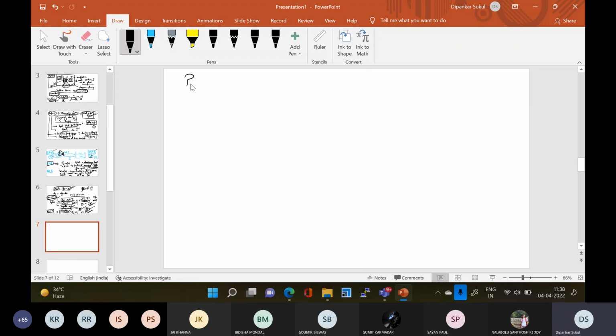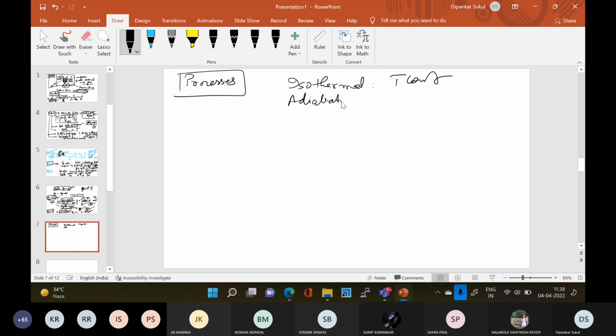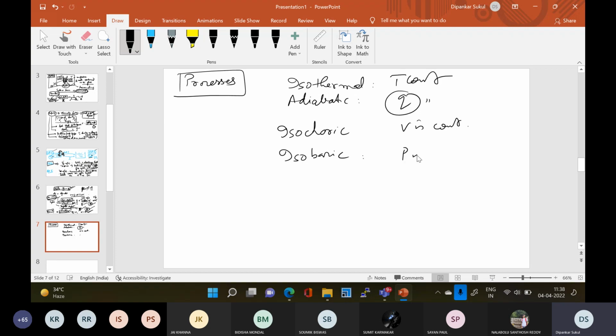Now, before discussing more of the first law, there are different processes. A process may be isothermal. Isothermal, you know, means temperature is constant. It may be adiabatic, that is, Q, heat, is constant. It may be isochoric, where volume is constant. Isobaric, where pressure is constant.